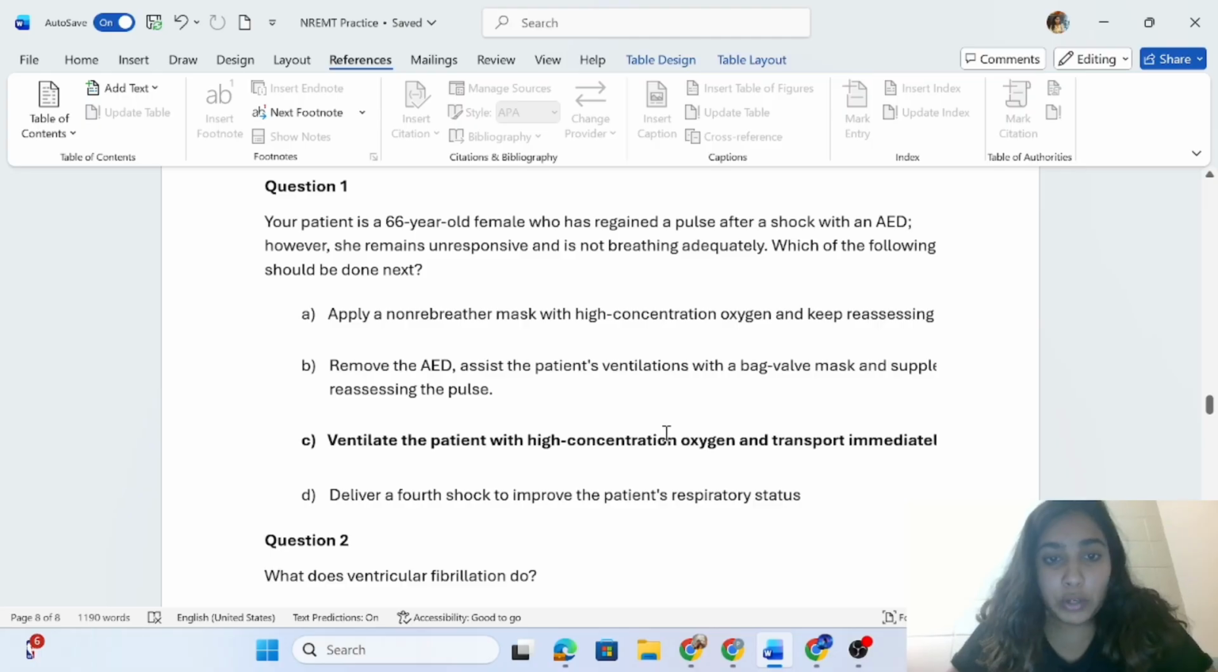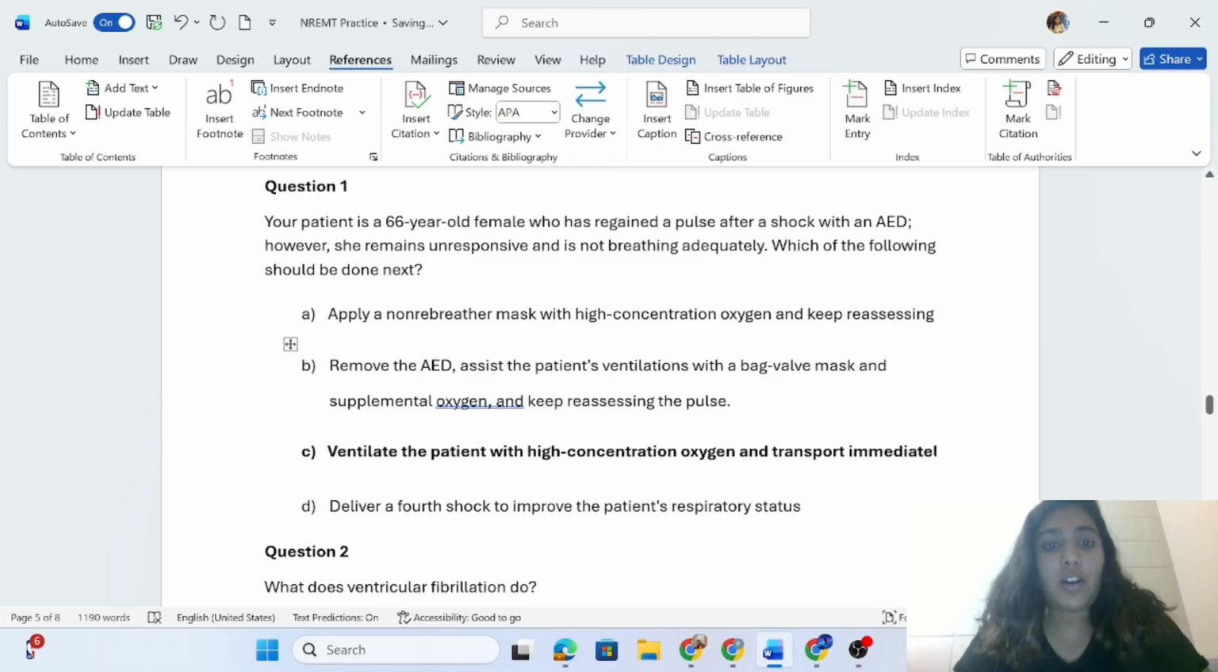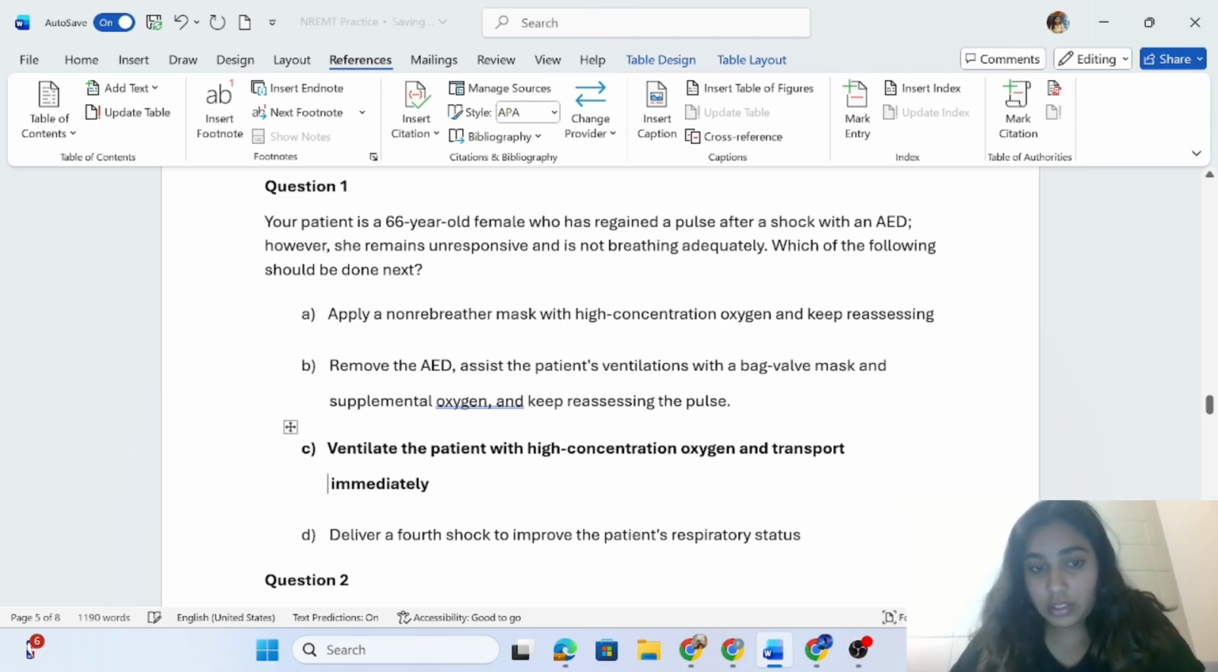So we have: apply a non-rebreather mask with high concentration oxygen and keep reassessing; remove the AED and assess the patient's ventilation with the bag valve mask; supplemental oxygen and reassessing the pulse; ventilate the patient with high concentration oxygen and transport immediately; or deliver a fourth shock to improve the patient's respiratory state.